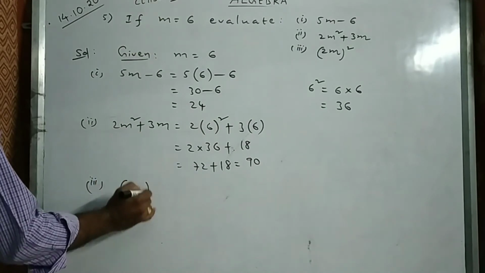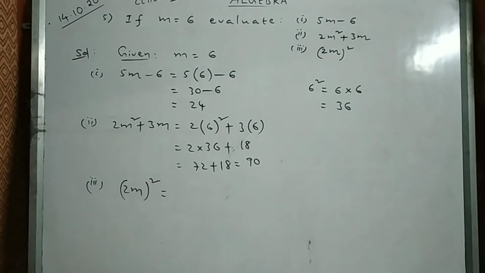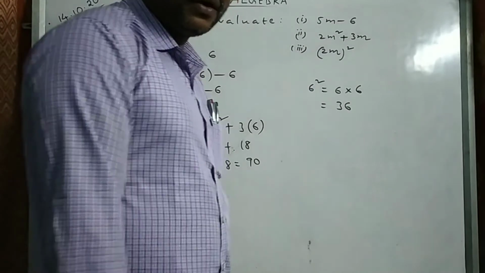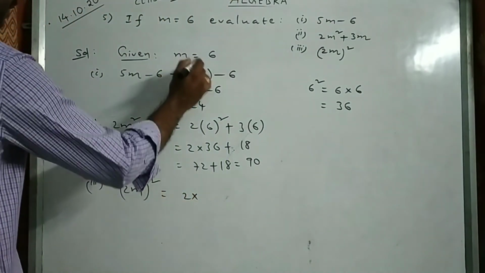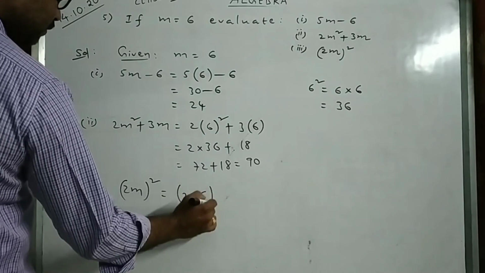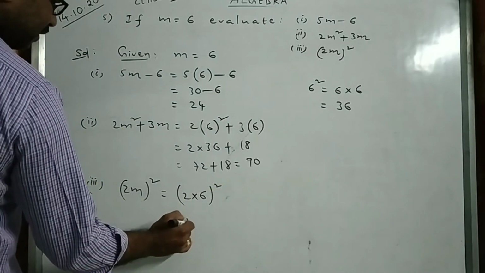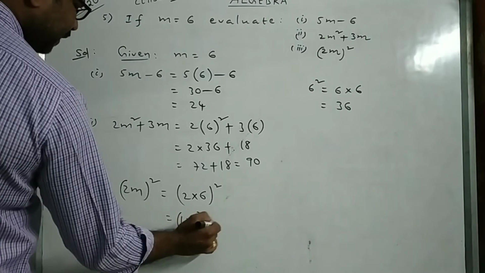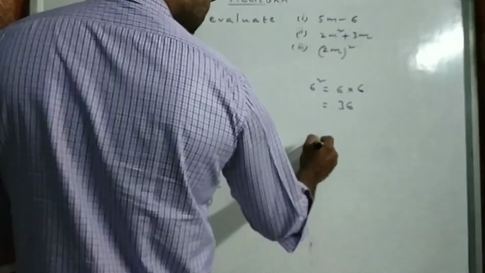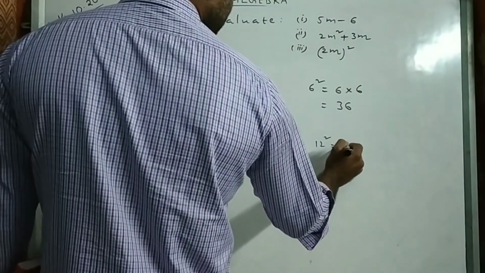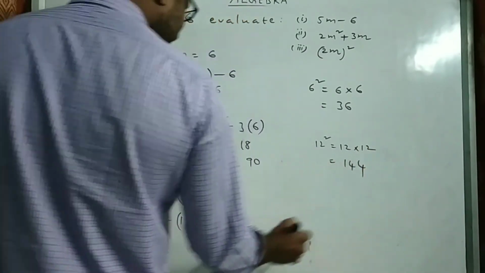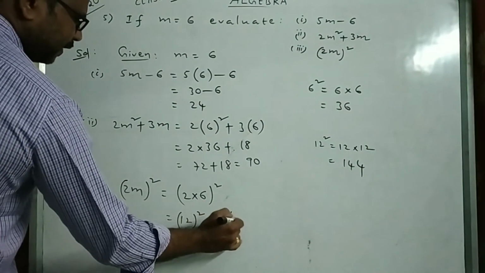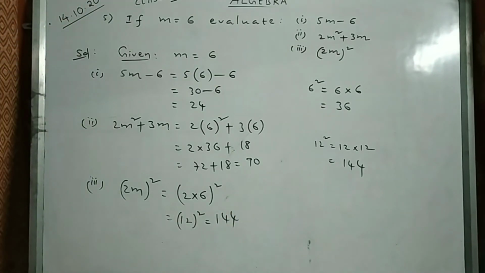Third one, 2m whole square. Be careful here. How do you read that? 2m whole square. That means 2 into, what is the m value? 6 whole square. 2 6s are 12 whole square. 12 square means how much you will get? So 12 into 12. 12 12s are 144. So final answer is 144.